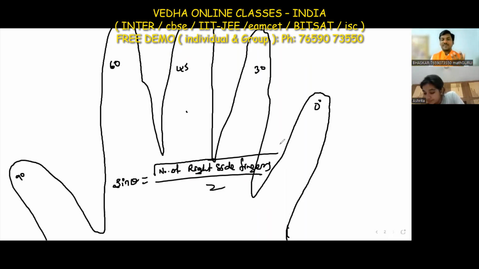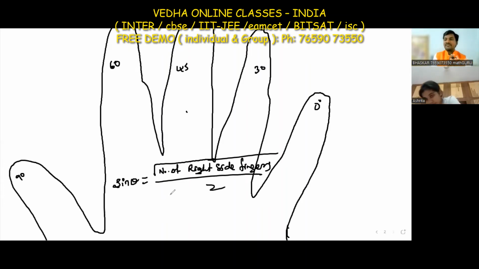Now, for example, I want sine 60 degrees. If I want sine 60, what do we have to do? Close the 60 degrees finger, and how many fingers are there on the right side? 3 fingers. So root 3 by 2. Like this, we can find the sine theta values.